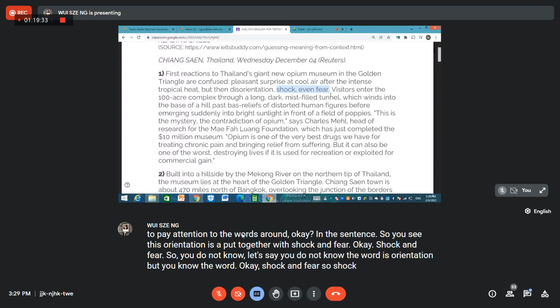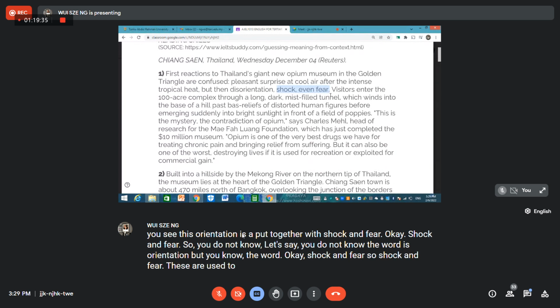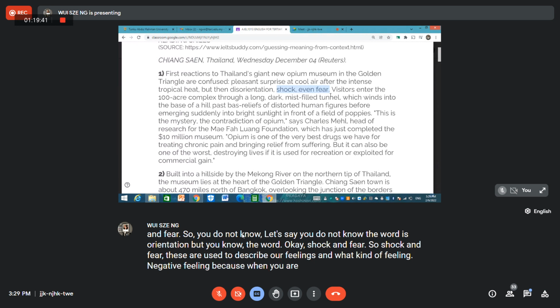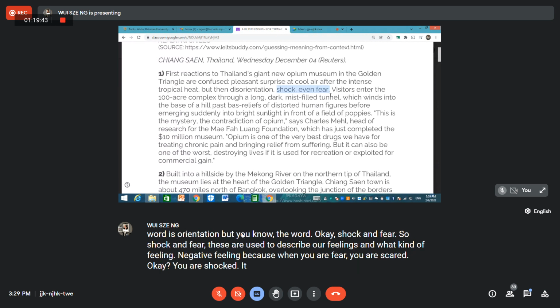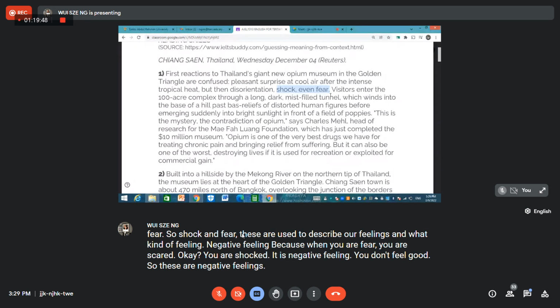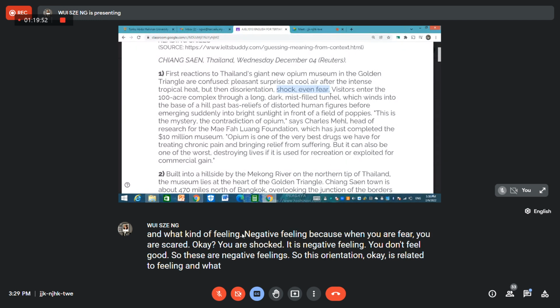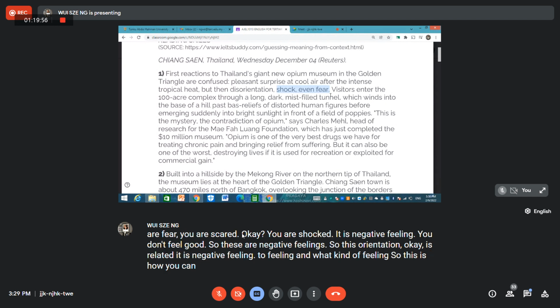So shock and fear are used to describe our feelings. And what kind of feeling? Negative feeling. Because when you are afraid, you are scared, you are shocked, it is a negative feeling, you don't feel good. So disorientation is related to feeling, and it is a negative feeling. This is how you can guess the meaning.